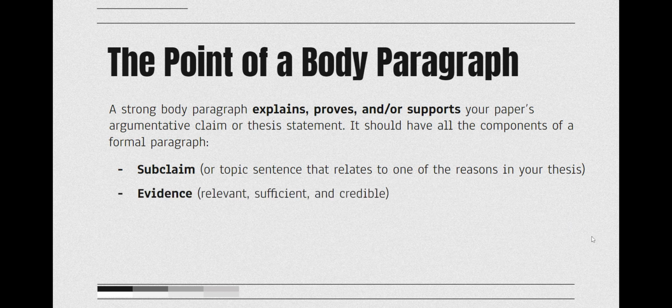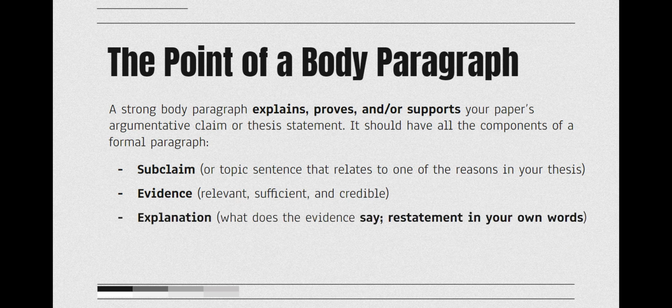After you've stated your subclaim, then you lead into your evidence. This is quotes or paraphrases or summaries from our research journal. Remember that our evidence should always be relevant, sufficient, and credible, and we want to make sure that we cite our evidence properly. We'll get to that in a little bit. Then we move into an explanation. This is probably one of the hardest steps in drafting a body paragraph because this is where things start to come from your own brain. An explanation is just rephrasing or summarizing what the evidence that you pulled in the previous step says. So you restate the evidence that you pulled in your own words.